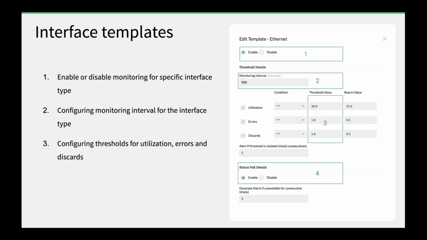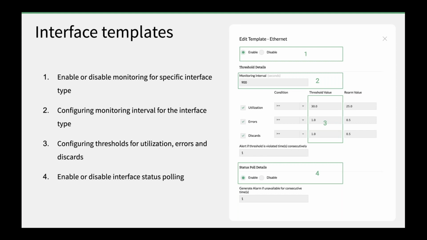With the help of interface templates, you can also associate these configurations based on the thresholds, that is for utilization, errors and discards to a certain set of interfaces or all interfaces, or for a specific set of interface groups. And you do also have an option for enabling and disabling interface status polling.